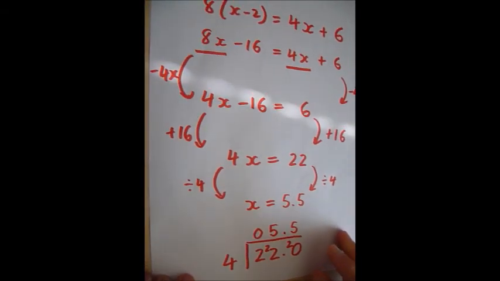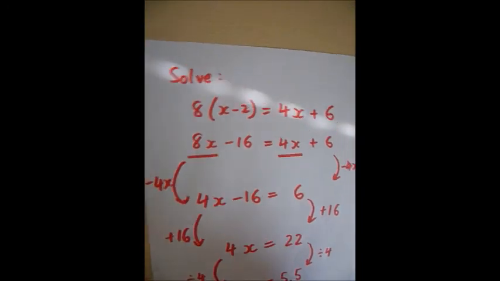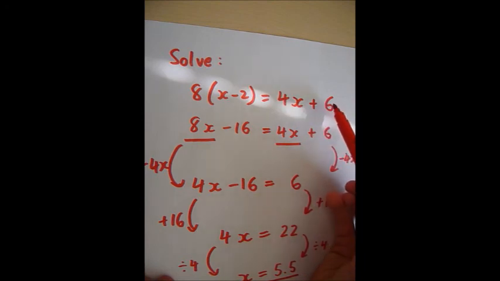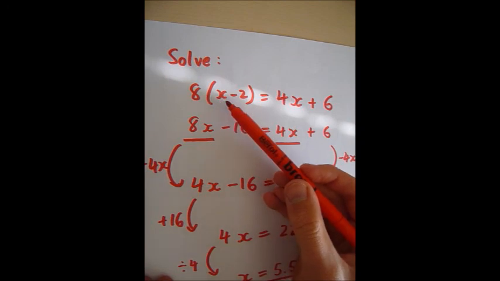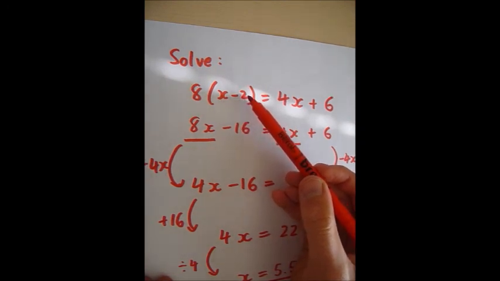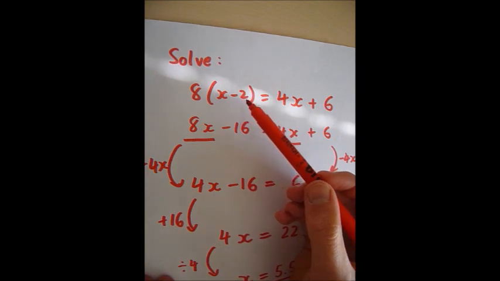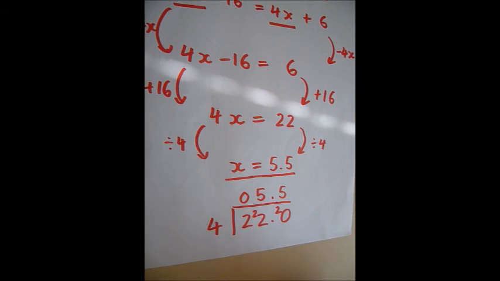Whenever I'm solving equations, I can check that this answer is correct by going back to the start, and if I substitute in 5.5 here, so 4 times 5.5 gives me 22, add 6 gives me 28. I should get the same over here, so 5.5 take away 2 gets me 3.5. If I do 8 times 3.5, that also gets me 28. So that tells me the solution 5.5 must be correct.